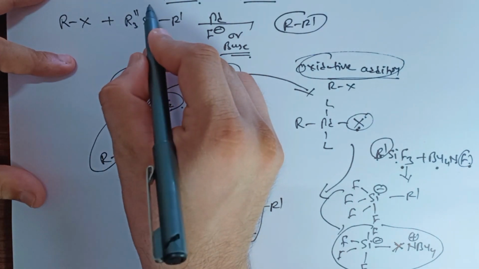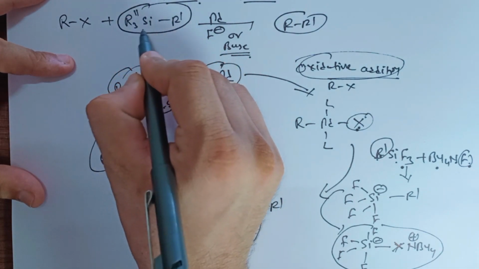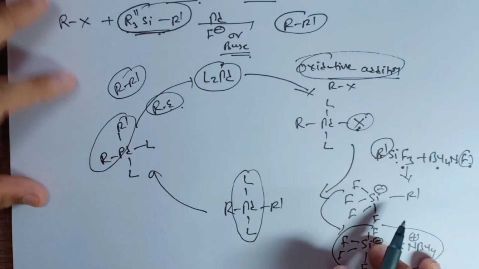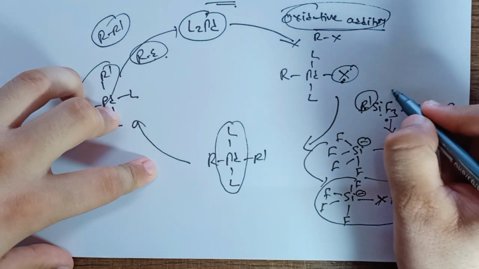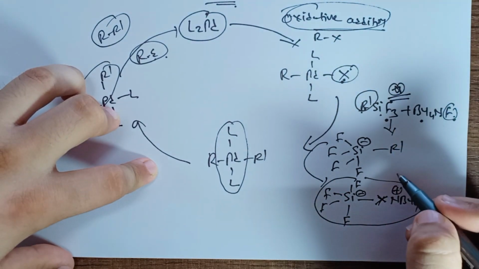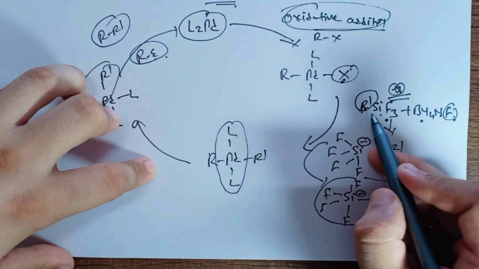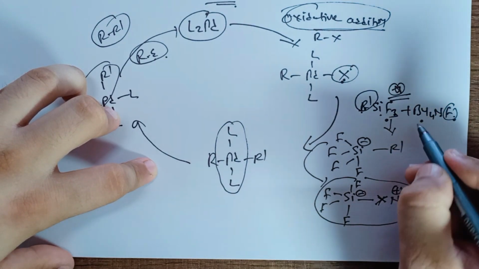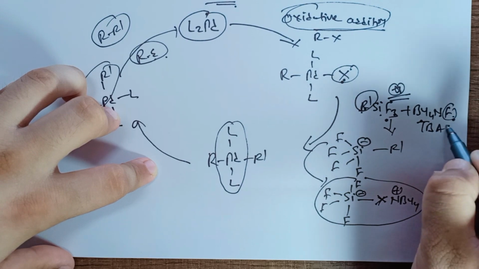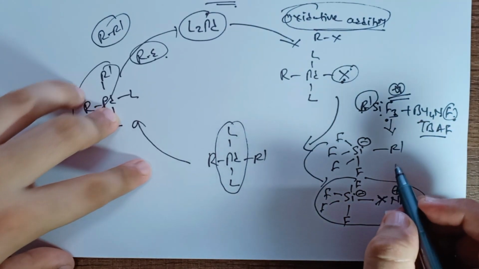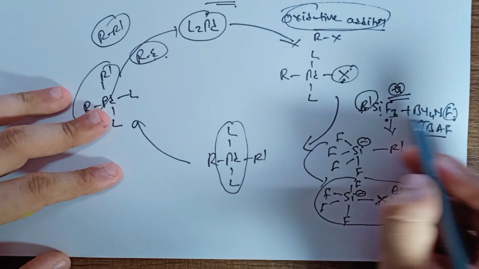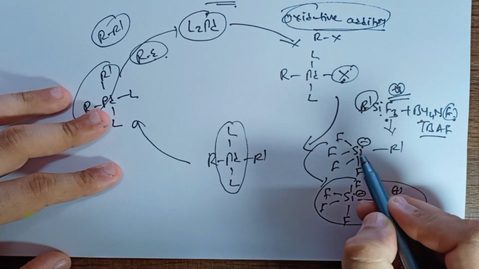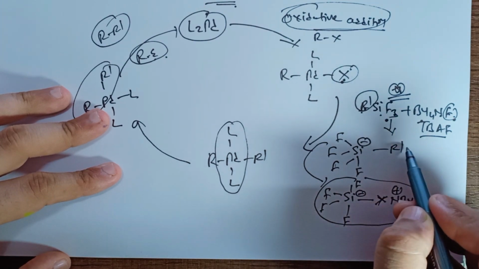In Hiyama coupling reaction, you have to remember that this is a silicon derivative couple product. By the help of this intermediate, you have to remember this is a very important step. I will explain it again. Here we have a silicon derivative, that is R F3, reacting with tetrabutyl ammonium fluoride. This fluoride will transfer over here, so we can have a silicon fluoride F4 minus and R dash over here.